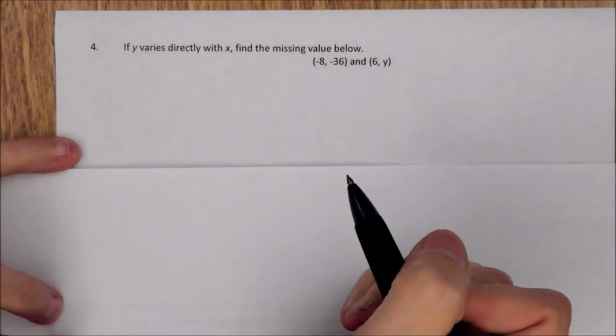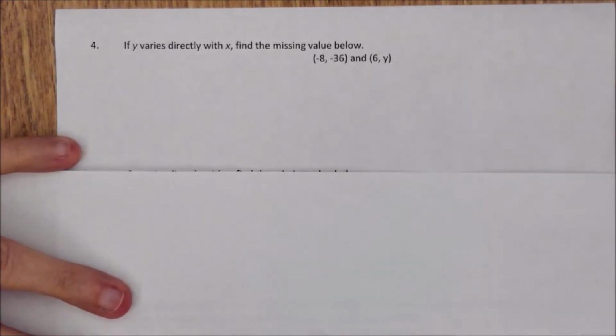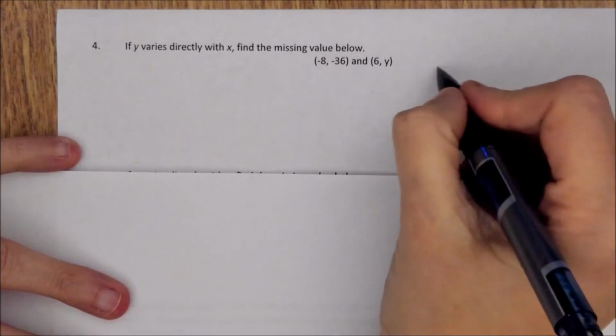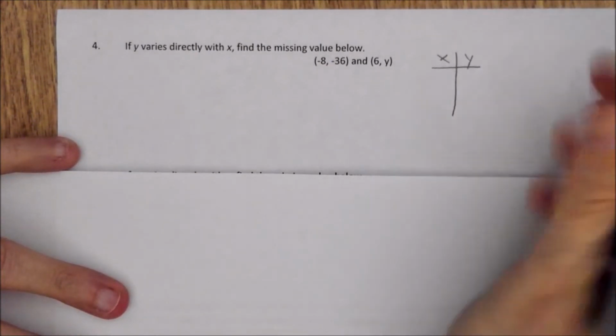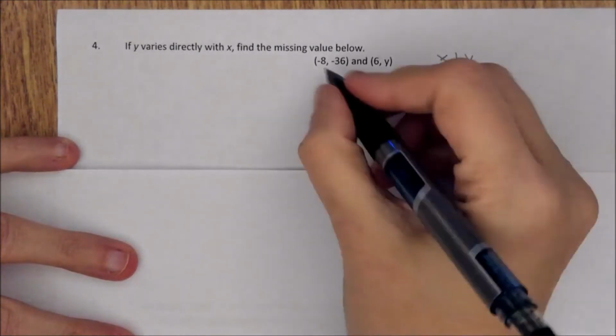The first one says, if y varies directly with x, find the missing value below. So I have negative 8, negative 36, and 6, y. Anytime they tell me y varies directly with x, and they give me a couple of ordered pairs, I'm going to make an xy table. Pretty much anytime I do direct variation, I'm going to make an xy table. And then I'm going to put the ordered pairs in there.